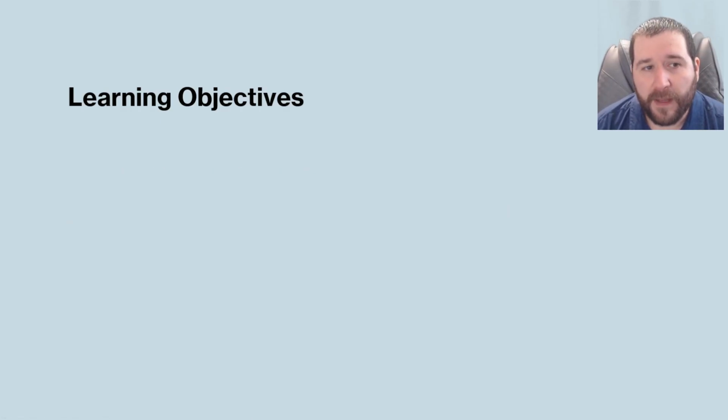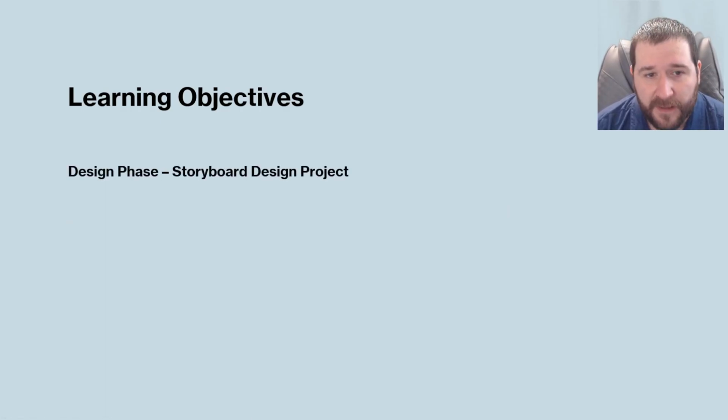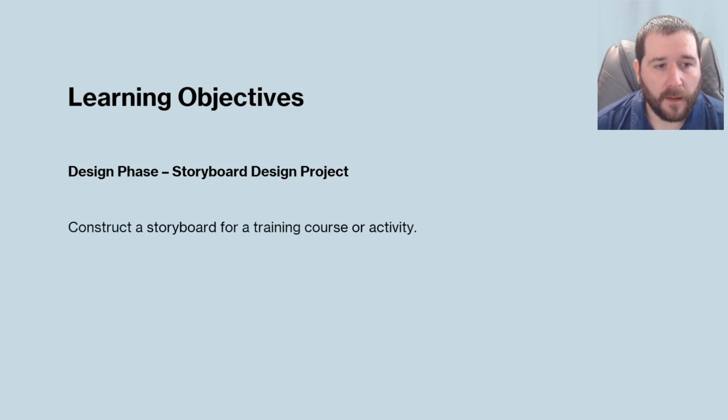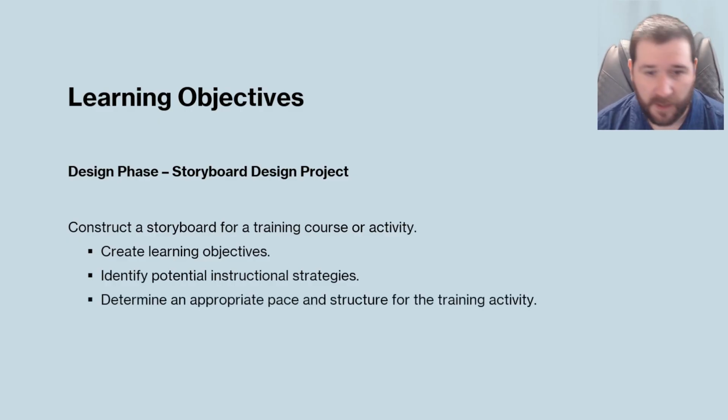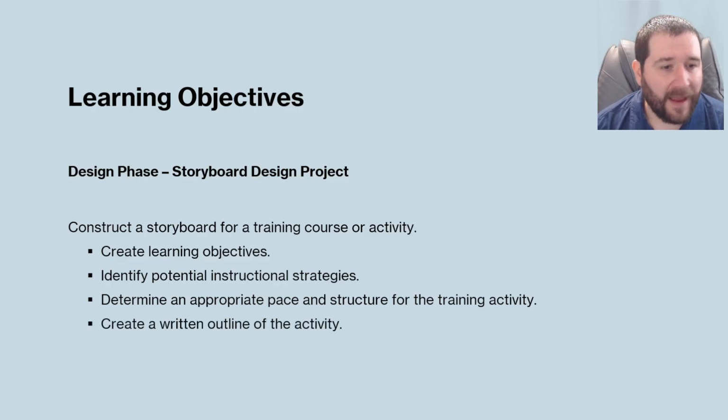We'll also be doing another project on the design phase where we're going to design a storyboard. As students, you should be able to construct a storyboard for a training course or activity. We're going to work on this by creating learning objectives, identifying potential instructional strategies, determining an appropriate pace and structure for our training activity, and creating a written outline of that activity. So that's what we'll be working on during the second portion of the class when we're learning about the design phase.